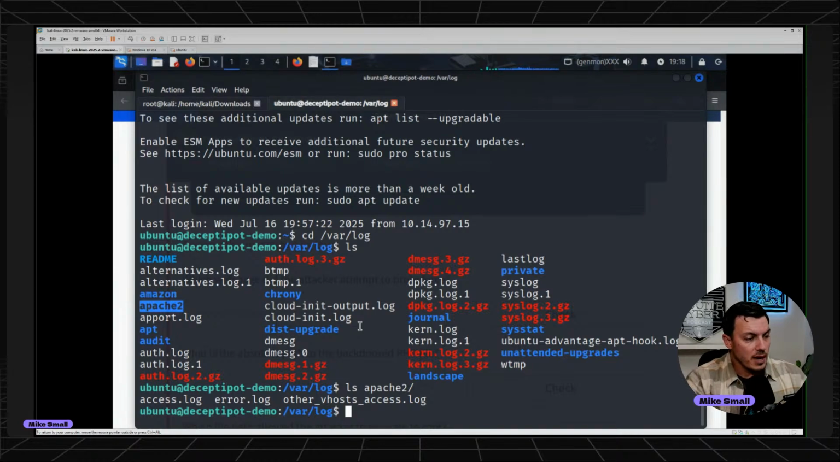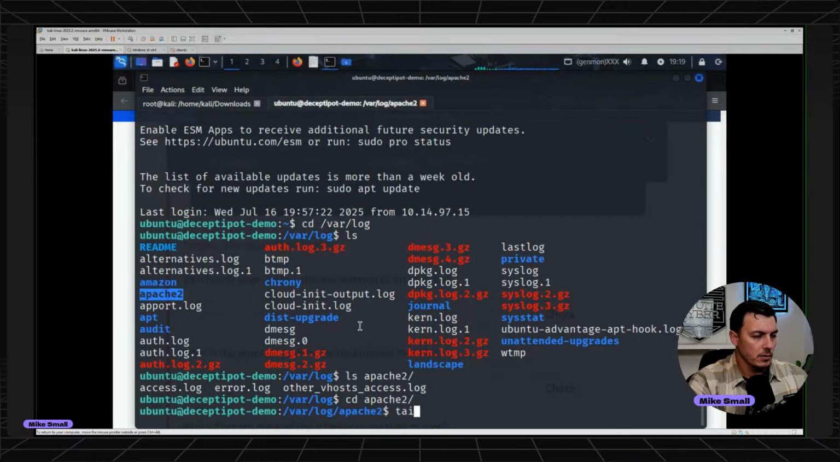We do see access logs. We see error logs. We don't see authentication logs. We see some higher up in the hierarchy here, but we do see access logs. So let's do a tail on access logs. Actually, we may need to do a cat and then tail. Cat access logs. Oh, wrong directory. Silly me. Apache2, there we go.